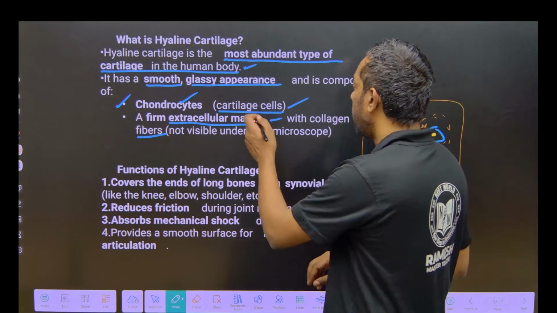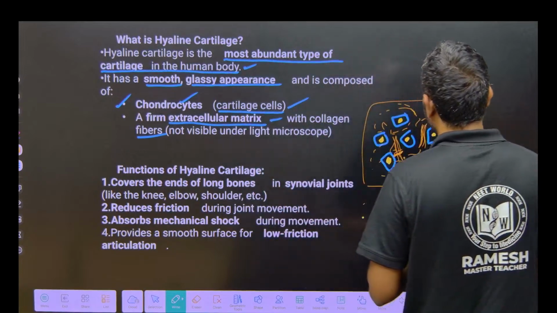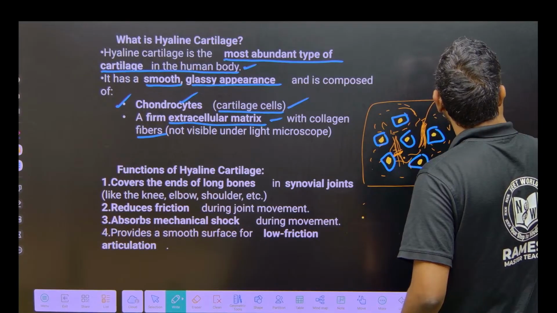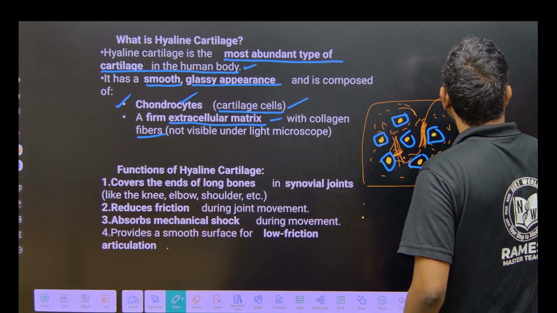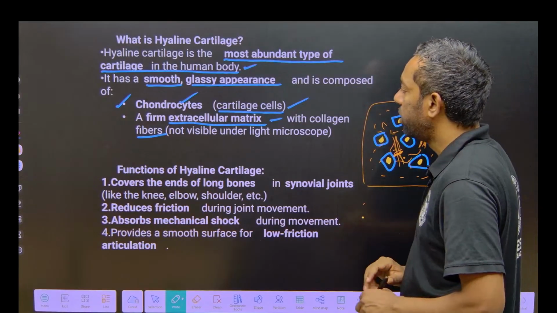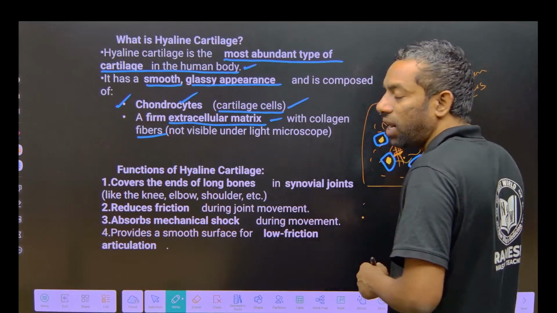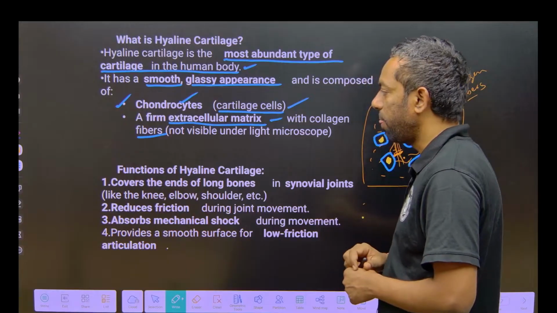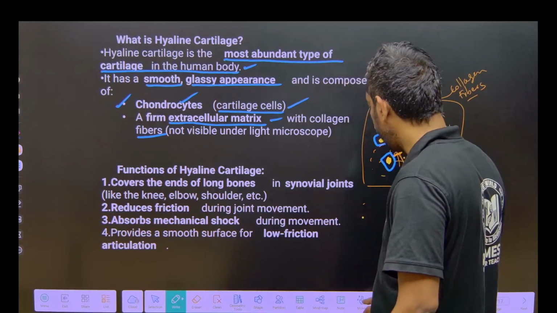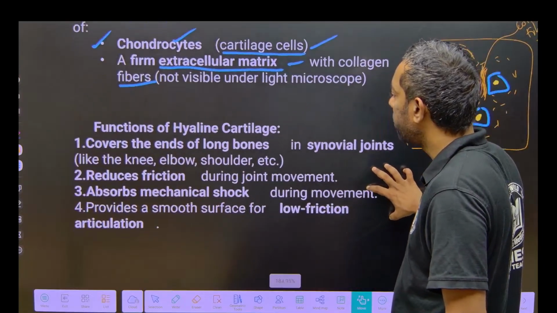Okay. These are collagen fibers. Collagen fibers are not visible under the microscope actually. Okay, the functions of the white fibrous cartilage. What are the functions of the white fibrous cartilage?